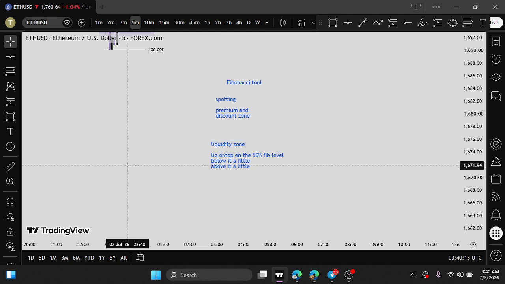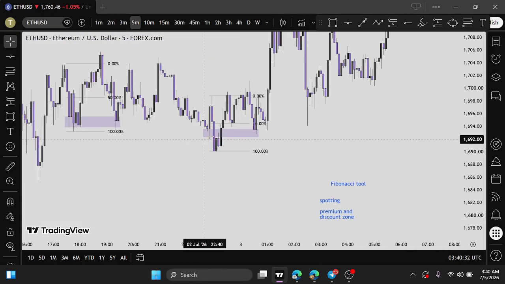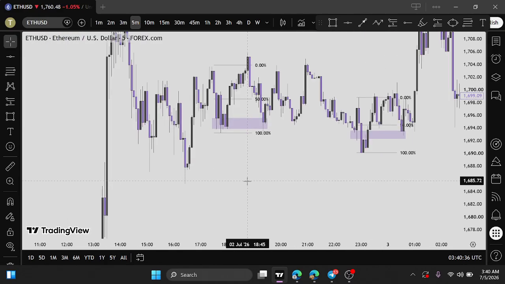You want to make sure that your liquidity is sitting on top of the 50% of the Fibonacci level, or below it a little, or above it a little. Take note of these things, guys, because this is really how you can use your Fibonacci the correct way and get a good trade. You can see that we got a first example here, and this is a second example. And let's go for the third example, guys.